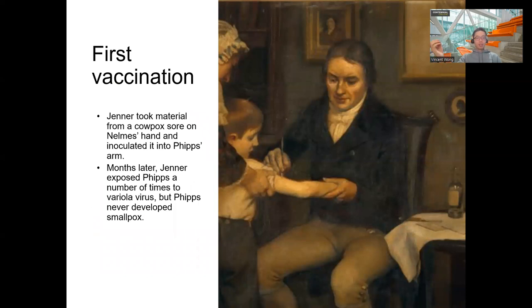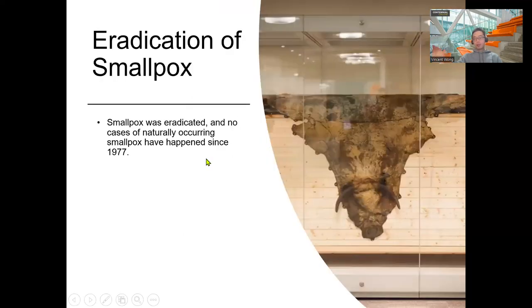After the boy recovered from the cowpox, he took a little bit of material from the smallpox scab from another infected person, and then he exposed the boy to it. And fortunately, he was correct, and the boy actually did not get the smallpox. The boy didn't get infected. He didn't die from it or anything like that. And that kind of proves the first principle of how vaccination works. And shortly after that, it was mass produced and everybody got inoculated and the smallpox was eradicated. And the last reported case was 1977.